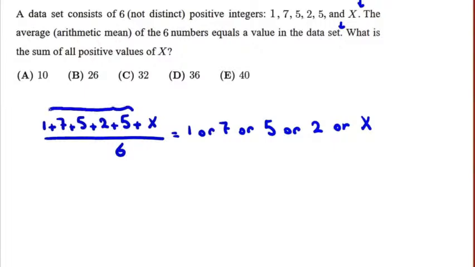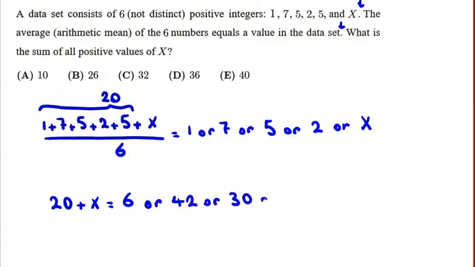1 plus 7 is 8, plus 5, 13. 13 plus 2, 15. 15 plus 5, 20. Okay, now we conclude. If you multiply by 6, 20 plus x equals 6 times 1, which is 6, or 6 times 7, 42, or 6 times 5, 30, or 6 times 2, 12, or 6 times x, 6x. The problem says they are positive integers, so 20 plus x is at least 20 plus 1, 21. So 6 will be bad, 12 also will be bad, because it should be at least 21.